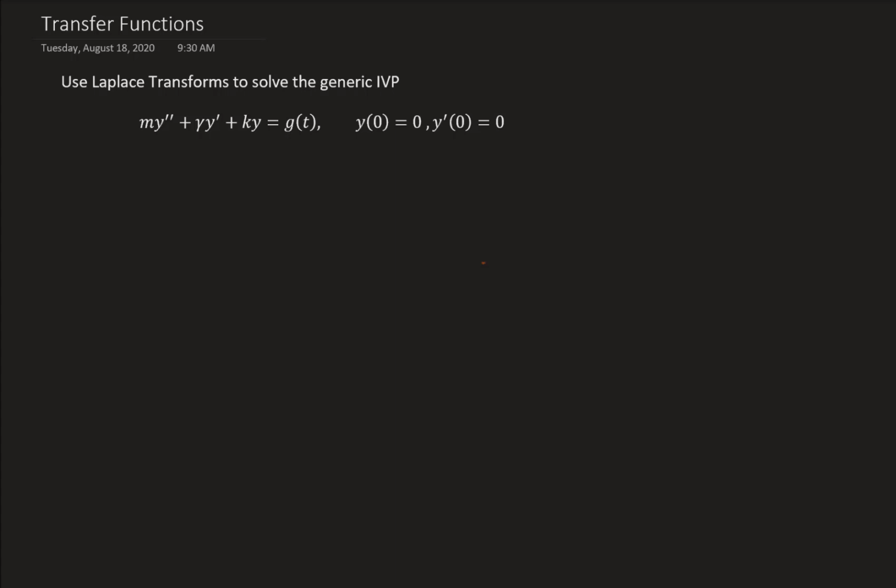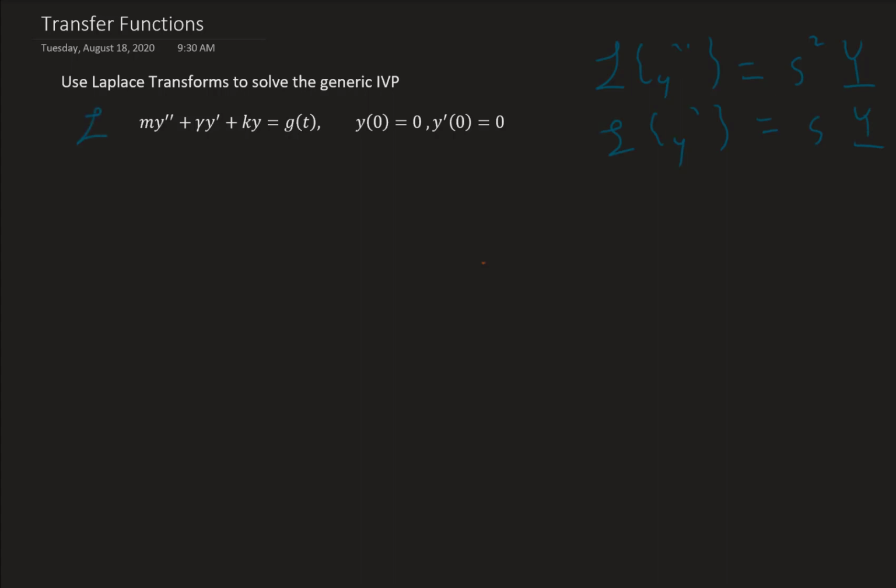To get an idea of some of the complexities that can arise in this process, let's consider the generic second order equation my double prime plus gamma y prime plus ky equals g of t, where g of t is an external forcing. For simplicity, we'll assume that our initial position and our initial velocity are 0. And that's so that we obtain simplified formulas of our Laplace transforms for the first and second derivatives, which say that the Laplace transform of the second derivative of y is s squared times the Laplace transform of y, and the Laplace transform of the first derivative is just s times the Laplace transform of y.